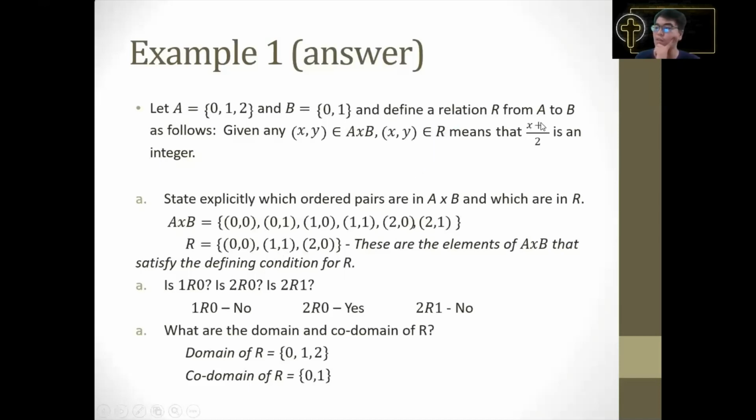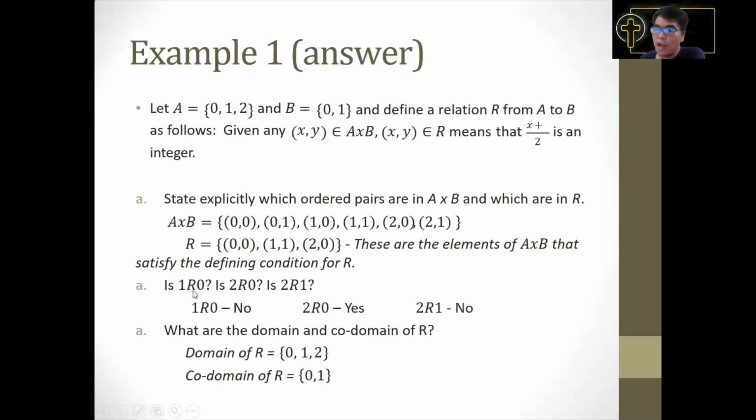2, 0 is also part of R. 2 plus 0 over 2 is 1. But 2, 1 is not an element of R because 2 plus 1 is 3. 3 over 2 is 1 and 1/2, which is no longer an integer. So as we could see, the ordered pairs 0, 0, 1, 1, and 2, 0 are all elements of R. And these elements are also elements of A cross B.